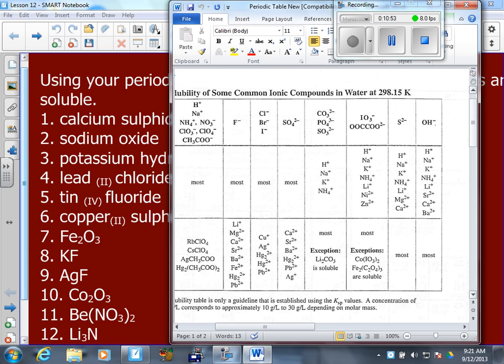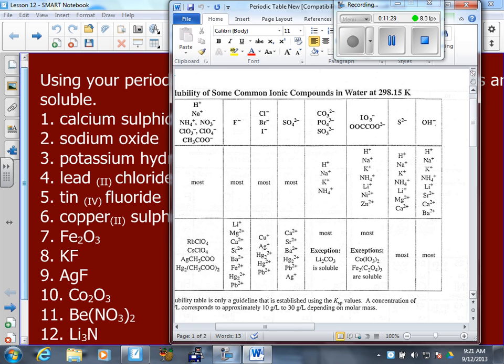Iron oxide, iron 3 oxide in this case. Won't be able to do that one because oxide's not on this chart. Don't worry, on a test I would never give you one you couldn't do with this chart. Potassium fluoride must be soluble. Potassium's not listed there in the second row. Silver fluoride, also soluble. Silver not listed in the second row. Can't do number 10 because oxide's not on here. Beryllium nitrate. Nitrate's up here, soluble with just about everything, so that one's good. And lithium nitride. I don't think nitrogen's up there either, is it?